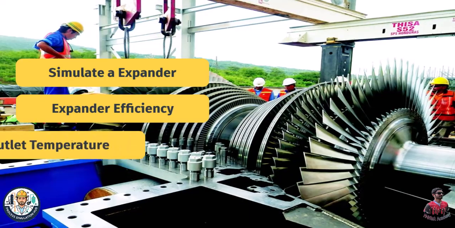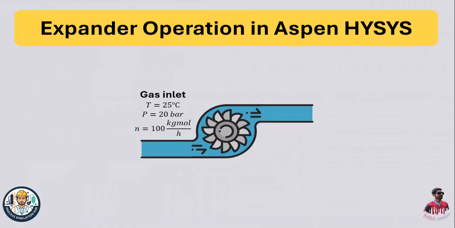and outlet temperature. Gas enters the expander at 25 degrees Celsius, 20 bars, and the flow rate of 100 kg/mole per hour. The expander operates at 30% efficiency. The gas exits at a pressure of 5 bars, and the outlet temperature is to be determined.